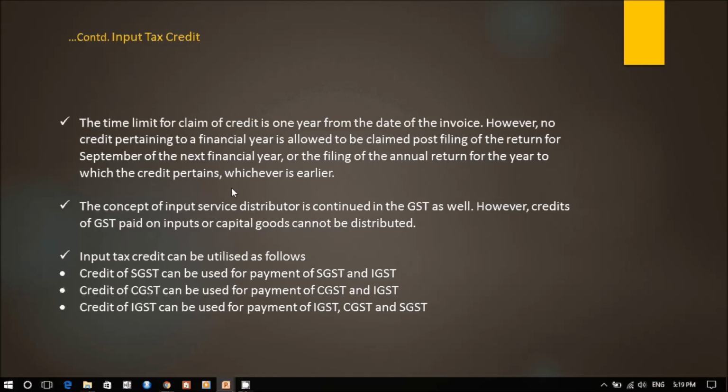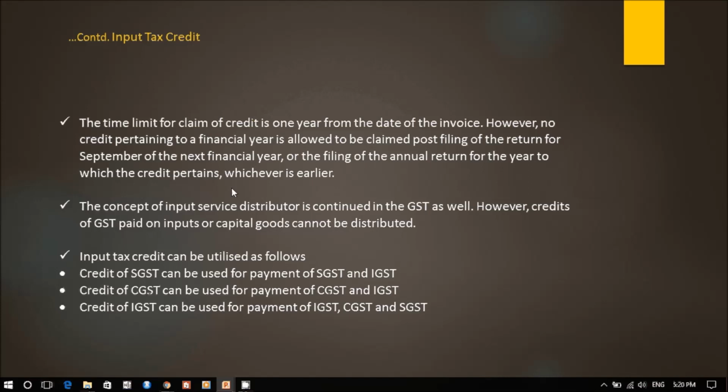So if we consider the second case, like the invoice was relating to 25th of March 2016 and the return for the month of September 2017 has been filed by the 20th October 2017. Although 1 year has not expired, this date comes earlier, so this would be the last date of claiming the credit. If he has not claimed the credit up to 20th of October, then he would not be able to claim the credit of that amount.